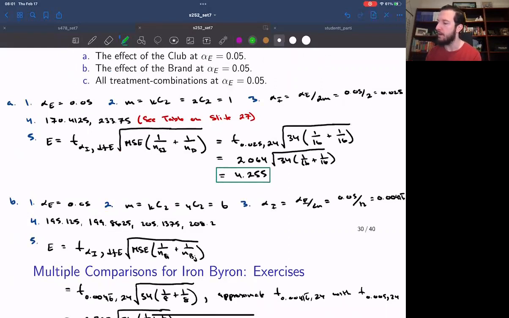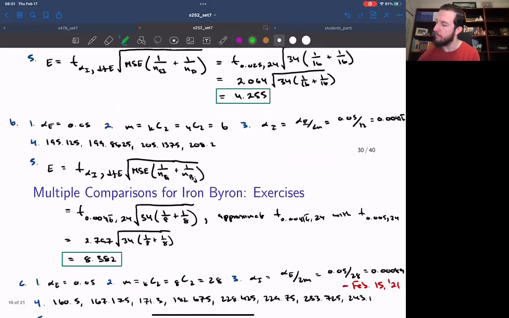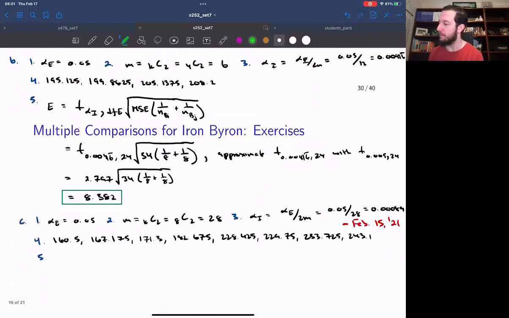So in part A, we're doing the margin of error calculation for the multiple comparison of the two types of clubs. Once we have the margin of error, all we have to do is take the difference between the averages for the two clubs and then check to see if this is statistically significant, or check to see if the interval contains 0 or not. Same thing for the golf ball brand. So in part B, we did a calculation for the golf ball brand to determine if there's evidence of a difference.